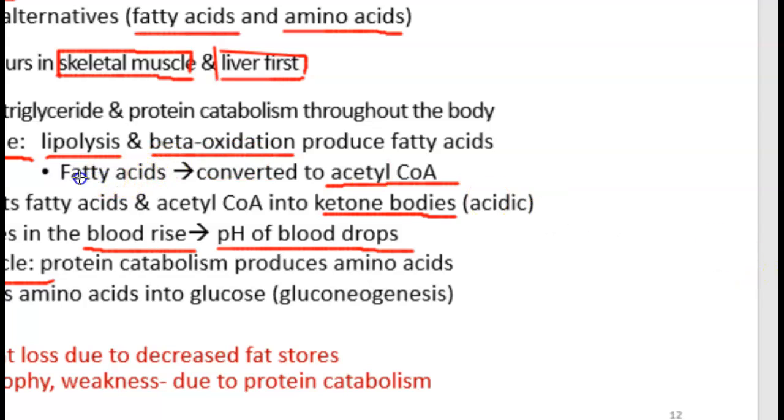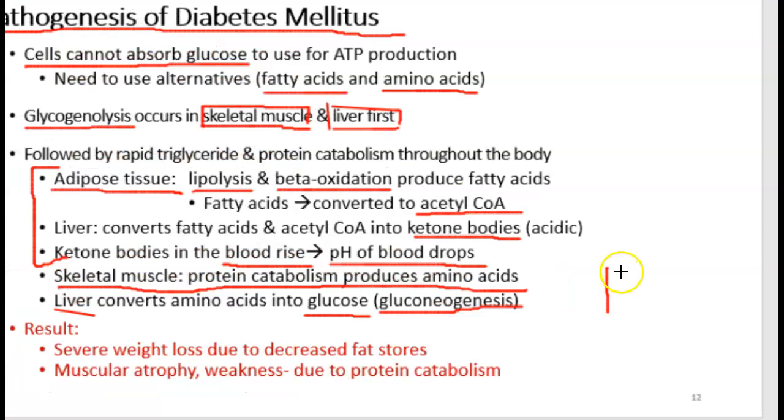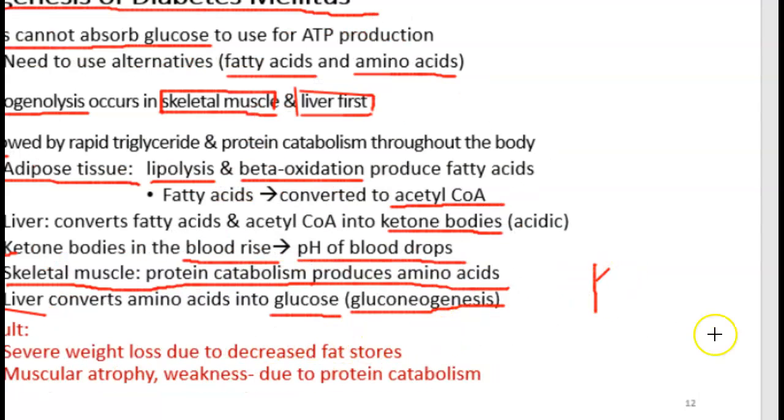So that's all about fat, using fat instead of using a carbohydrate. Now, protein breakdown also occurs. It's going to make muscle weakness occur, right? The reason the body breaks down proteins is that these amino acids can be converted into glucose by the liver, so gluconeogenesis occurs. Well, that's just going to increase blood glucose. So that's not going to help a lot.